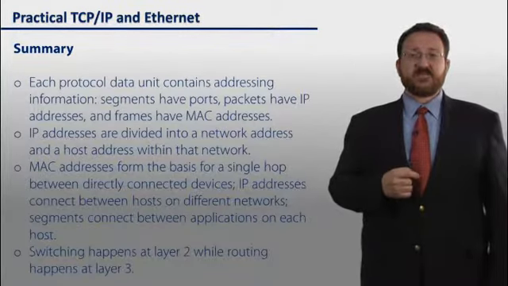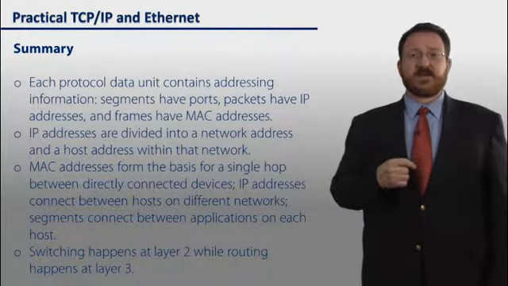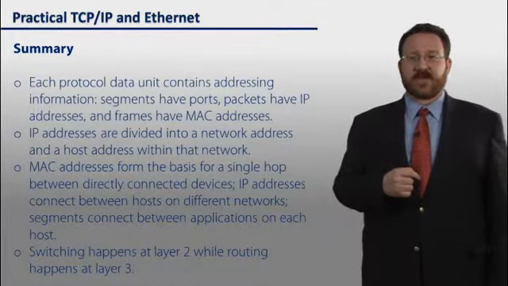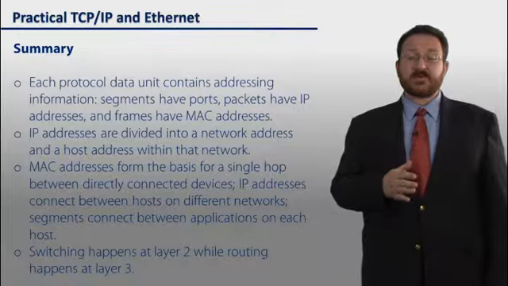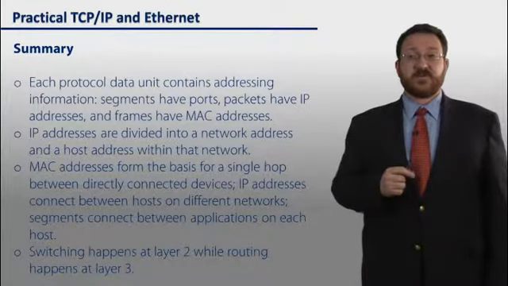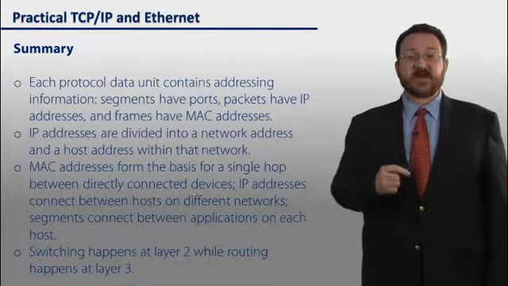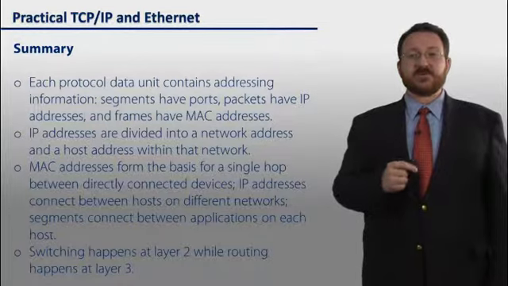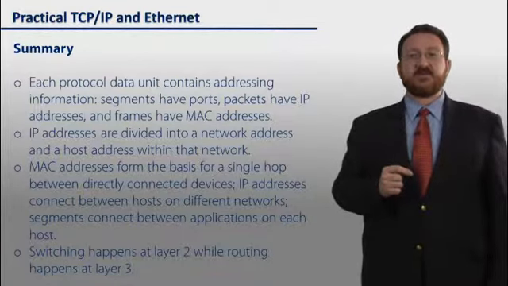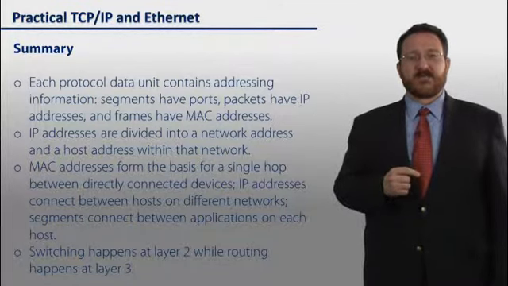In summary, each protocol data unit contains addressing information. Segments have ports, packets have IP addresses, frames have MAC addresses. IP addresses are going to be divided into a network portion and a host portion using a variable length subnet. MAC addresses form the basis of a single hop between directly connected devices. IP addresses connect hosts that are on different networks. Segments then connect applications on each host using the port. Switching happens at layer 2, while routing happens at layer 3.